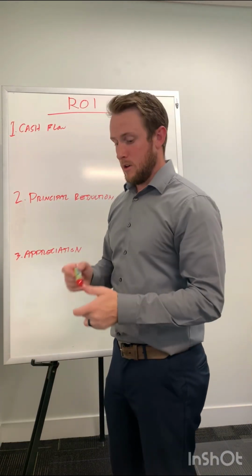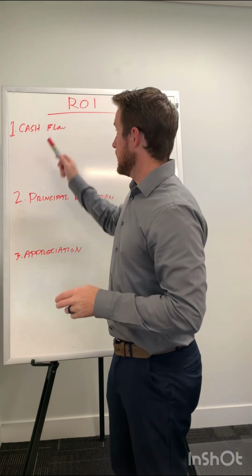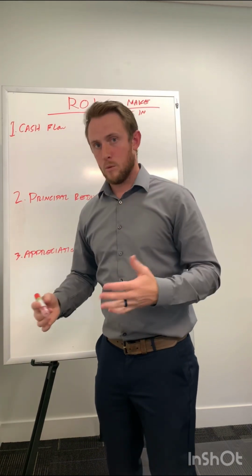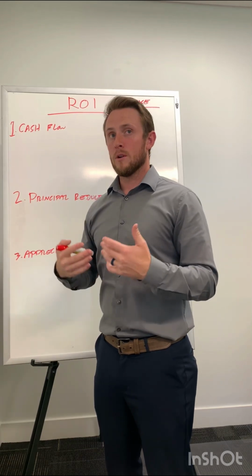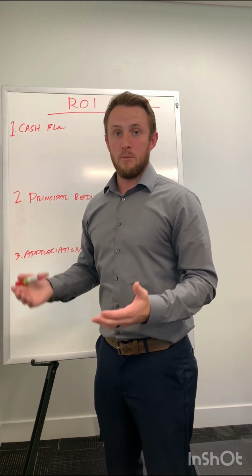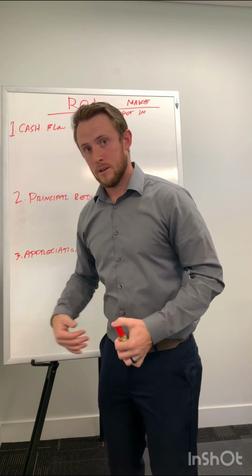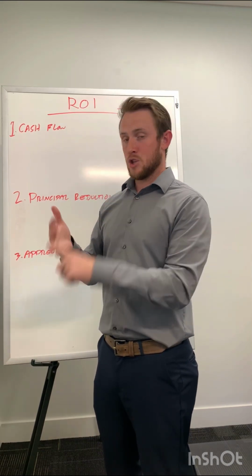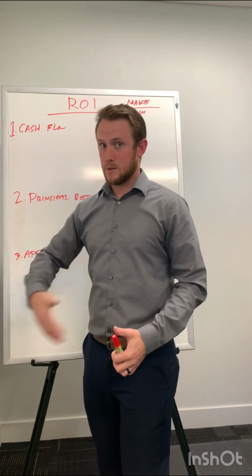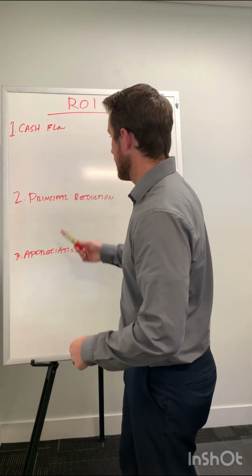There are three ways to make money off of investment properties. First way is cash flow. That's the one we're all most familiar with. That means you rent out your property for more than your monthly payment. So you're cash flowing money, you're making money. Your payment's $1,000 a month, you're charging $2,000 a month. You make $1,000 in passive income.